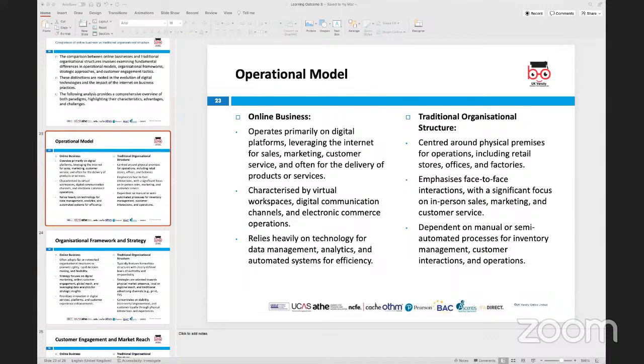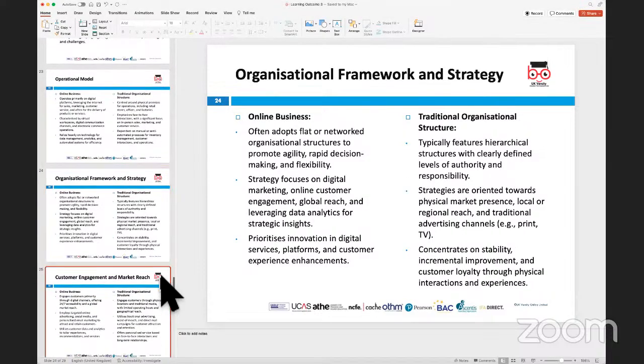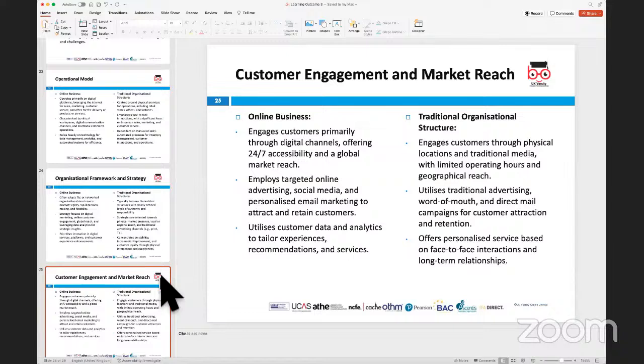So when I talk about the disadvantages of online versus traditional, there would be a few in both cases. But generally speaking, that is what you need to take a decision on when you look at setting up a business and looking at the operational model, the framework and the strategy, and then obviously customer engagement and how you want to look at market reach.